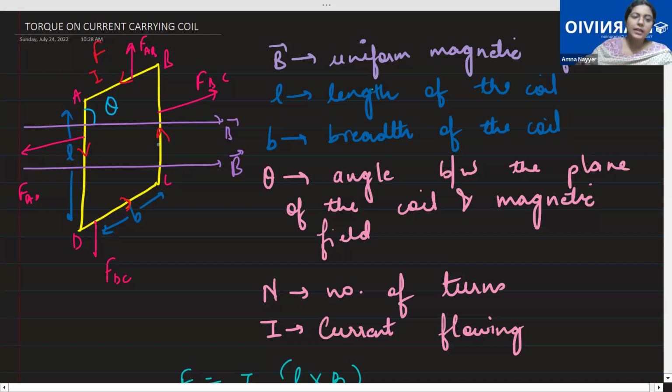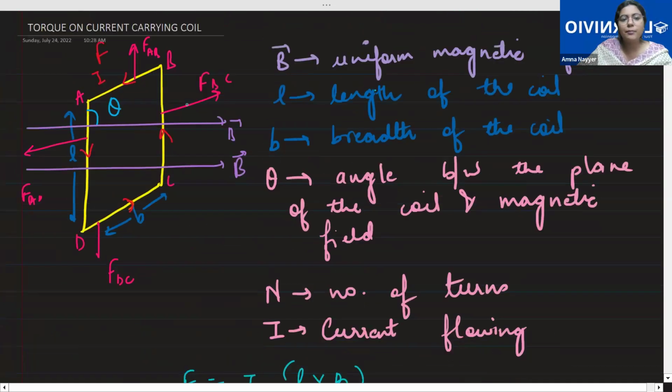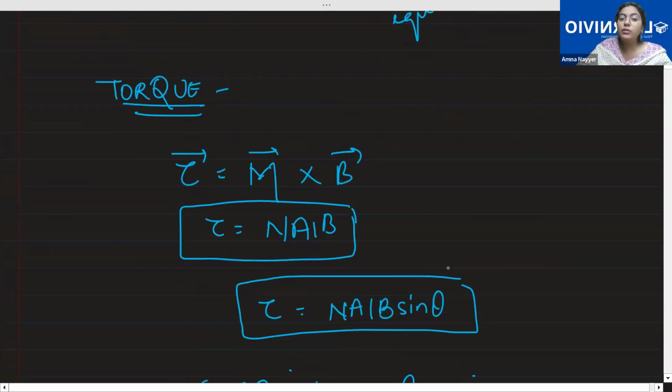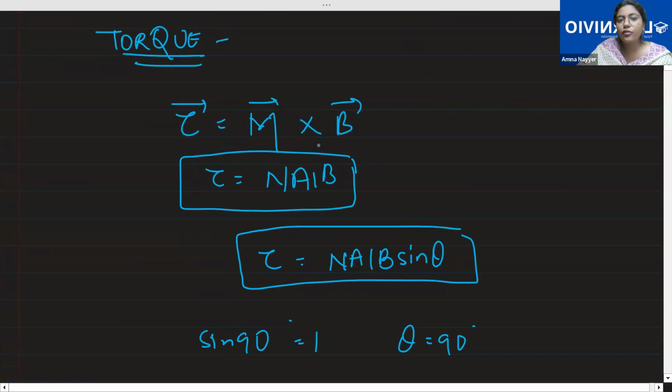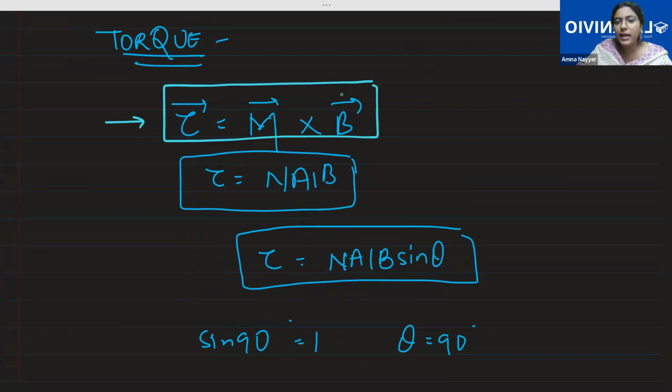So here what will happen? All of these forces will cancel each other eventually and we'll get a translational equilibrium. But when we talk about the torque, torque will exist. The formula of torque is basically torque is M cross B, where M is the magnetic moment and B is the magnetic field.